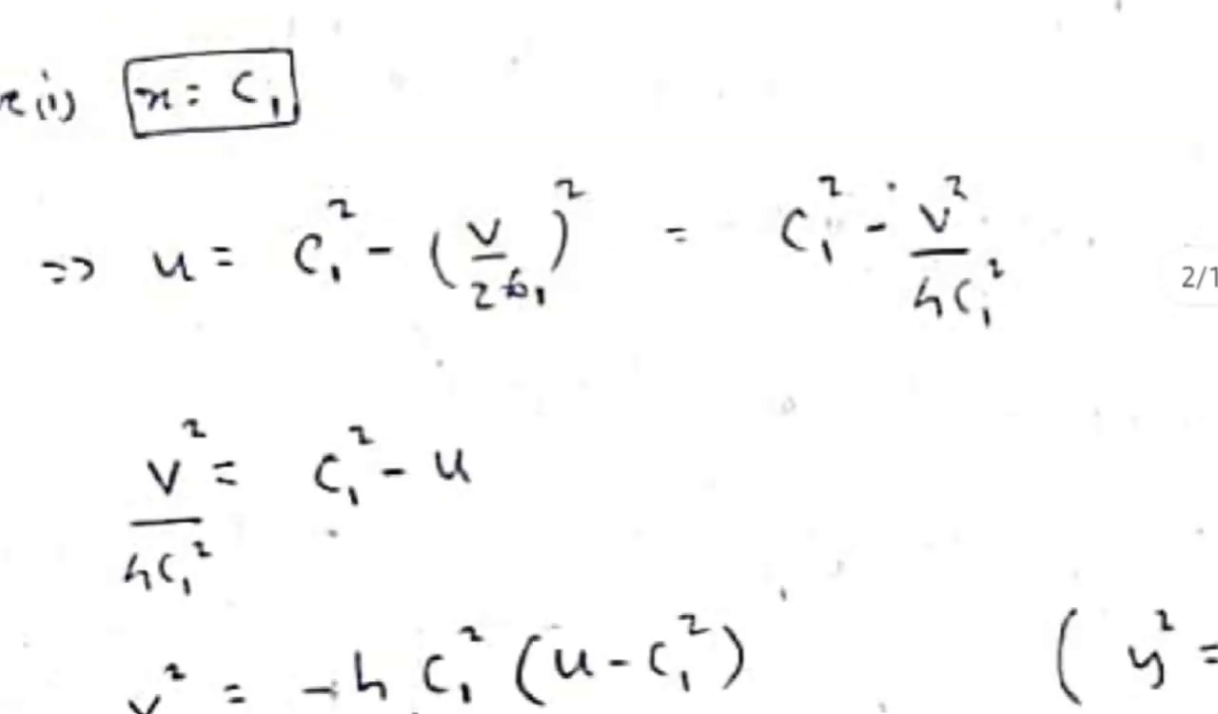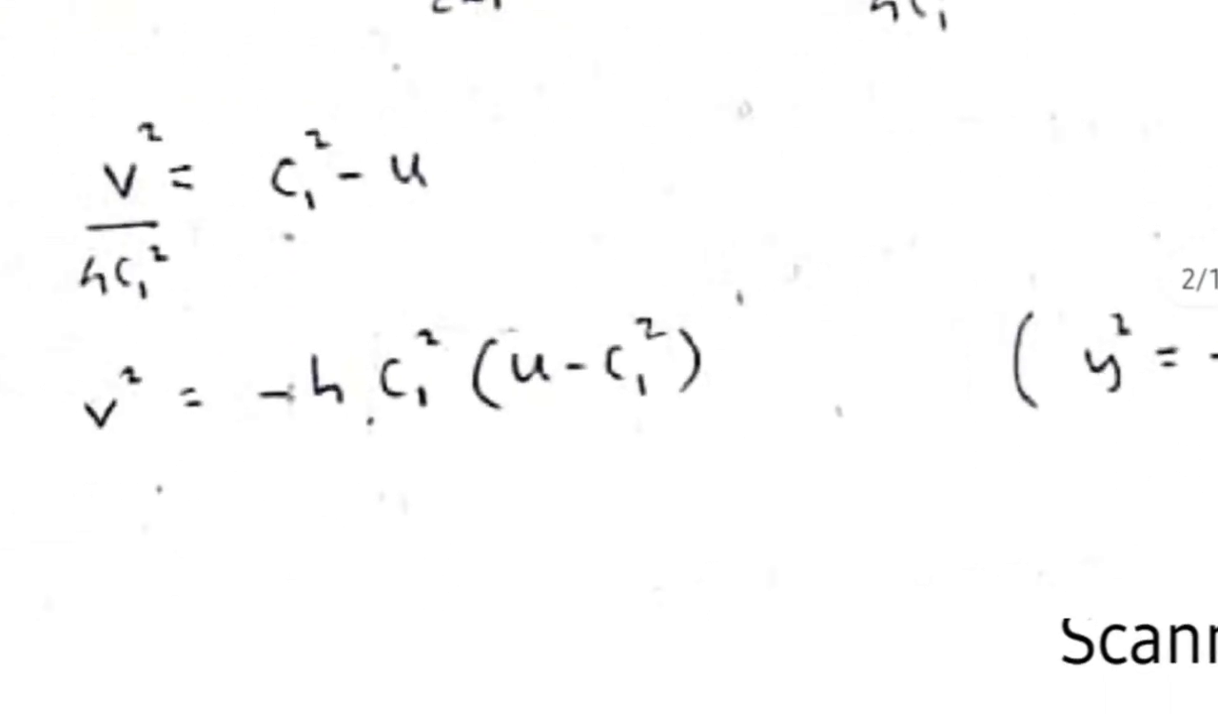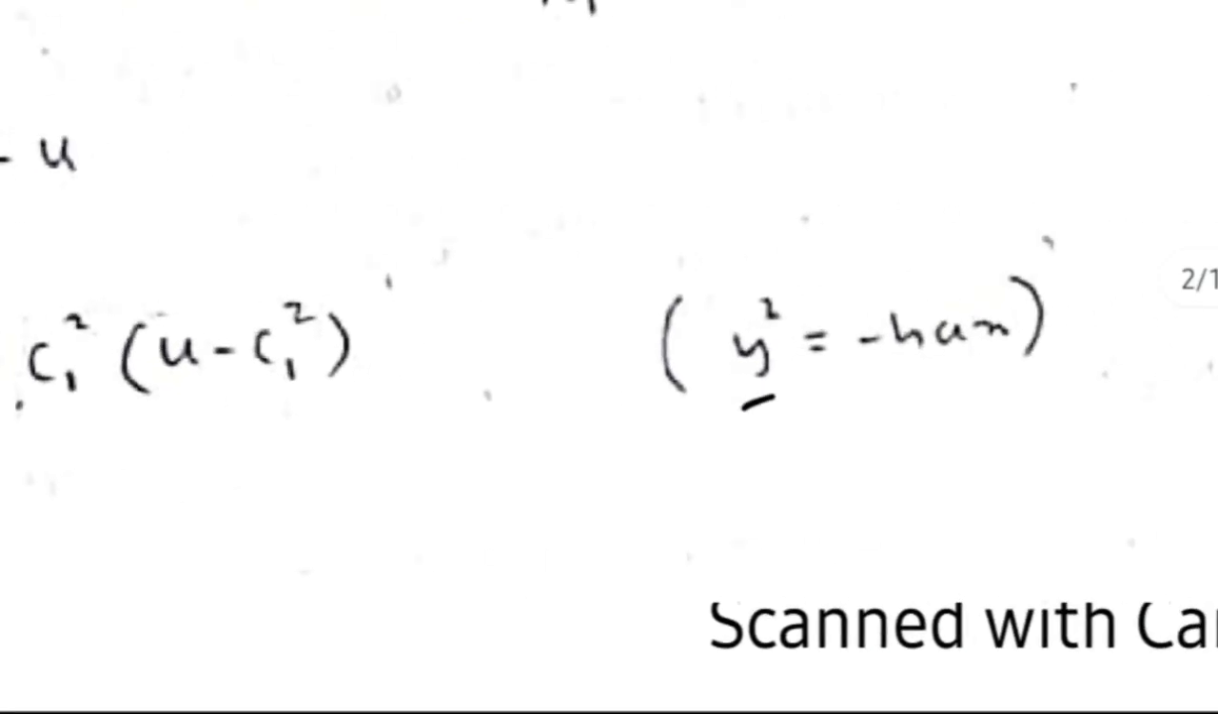Okay, and when you simplify, you will get the equation as v square is equal to minus 4 c1 square into u minus c1 square. Okay, so this is the equation which resembles the equation y square is equal to minus 4ax. This is the equation of a parabola.